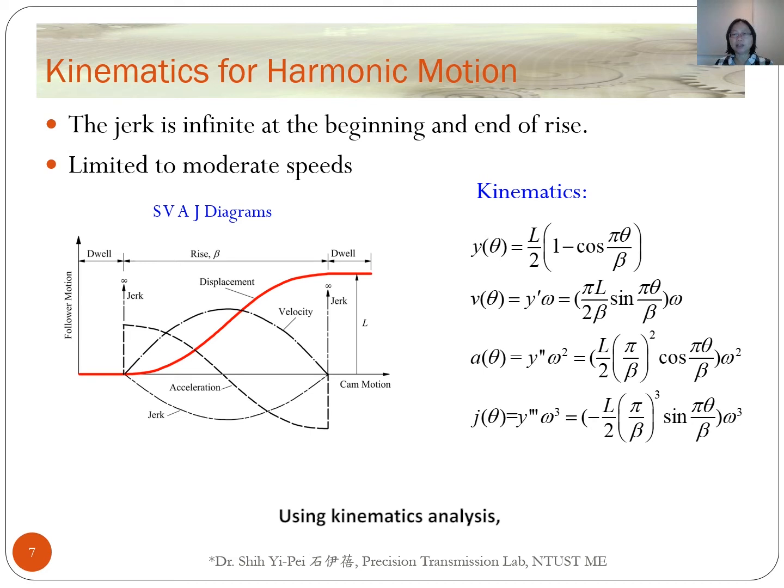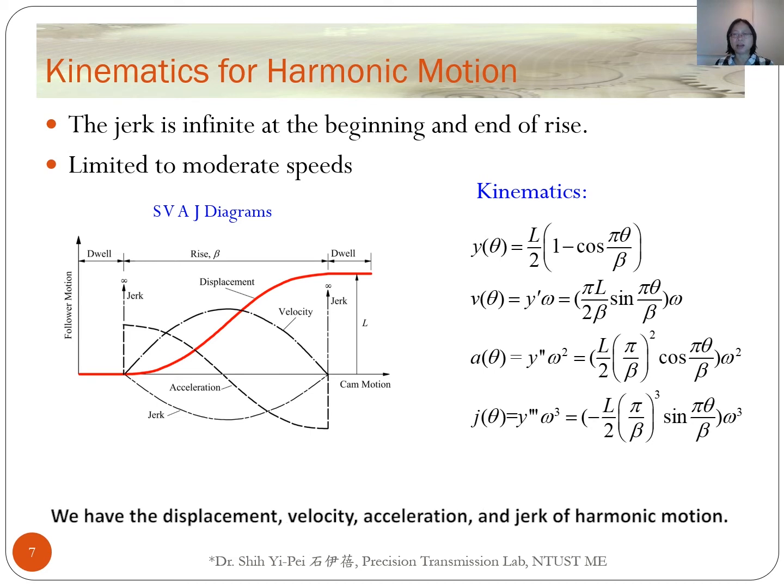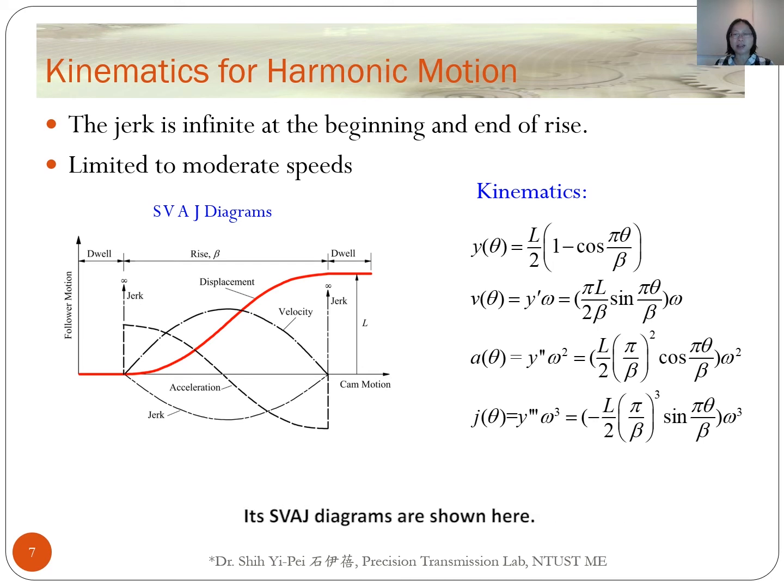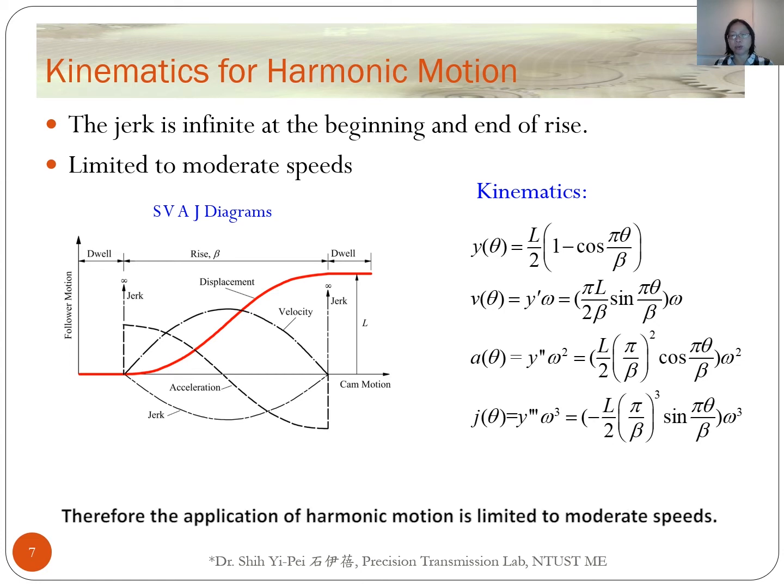Using kinematic analysis, we have the displacement, velocity, acceleration, and jerk of harmonic motion. Its SVAJ diagrams are shown here. We can see the jerk is infinite at the beginning and end of the rise interval because the acceleration is discontinuous at each end point of the curve. This motion will generate vibration when the cam rotates at high speed. Therefore, the application of harmonic motion is limited to moderate speeds.